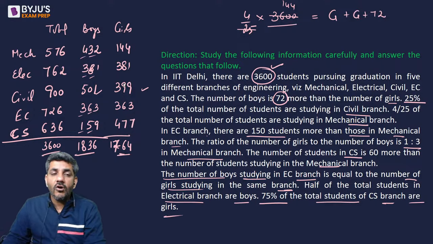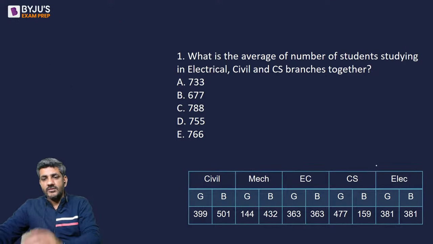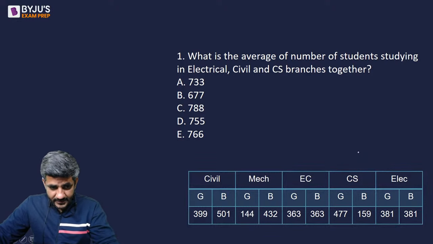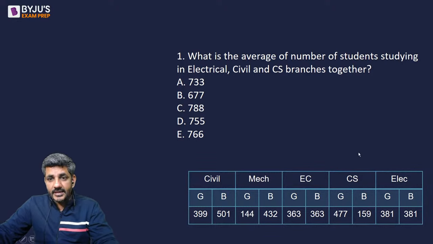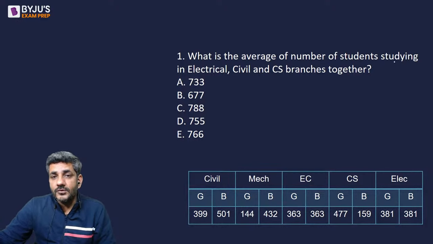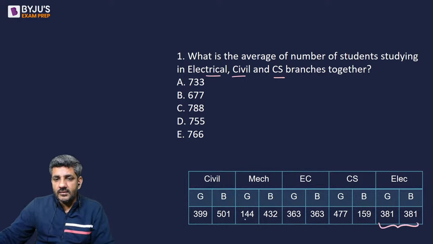सो आई हैव डन रिटन ऑल दीस फिगर्स इन अ टेबल टू आंसर ऑल द क्वेश्चंस. सो हियर इज द टेबल दैट यू सी ऑन द स्क्रीन. अब इसी के बेसिस पे हम लोगों को आंसर करना है कि कहां पे क्या आता है. ठीक है, तो चलिए शुरू करते हैं करना इसको. व्हाट इज द एवरेज नंबर ऑफ स्टूडेंट स्टडिंग इन इलेक्ट्रिकल सिविल एंड सीएस. इलेक्ट्रिकल सिविल एंड सीएस, तो ये टोटल और ये टोटल और ये टोटल, ठीक है.